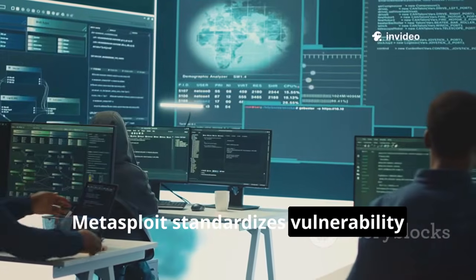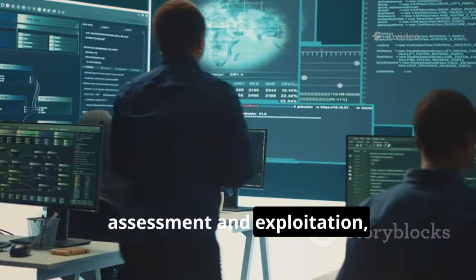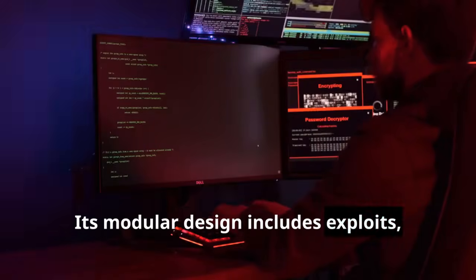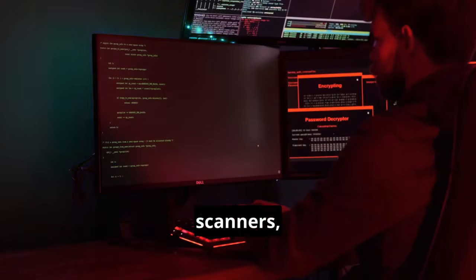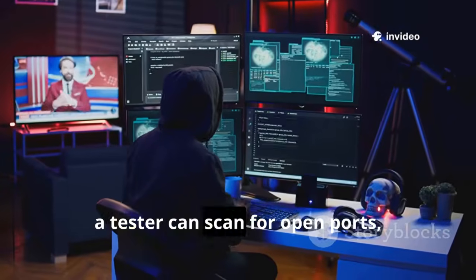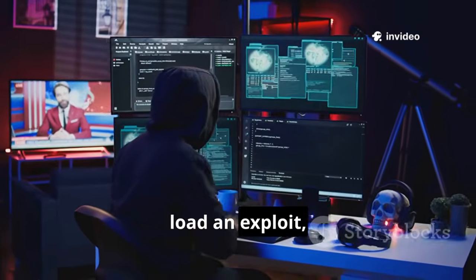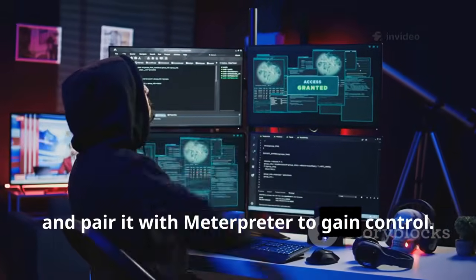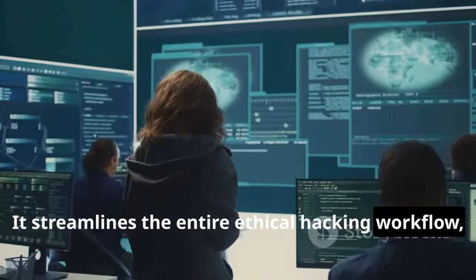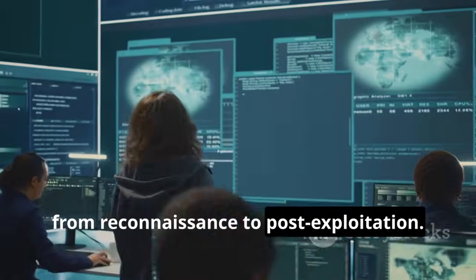Metasploit standardizes vulnerability assessment and exploitation, making it easy to check if systems are at risk. Its modular design includes exploits, payloads, scanners, and encoders to evade antivirus. For example, a tester can scan for open ports, load an exploit, and pair it with Meterpreter to gain control. It streamlines the entire ethical hacking workflow, from reconnaissance to post-exploitation.